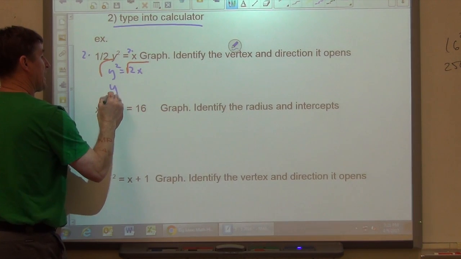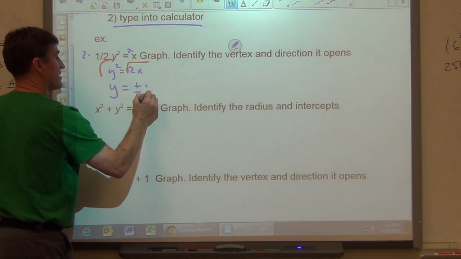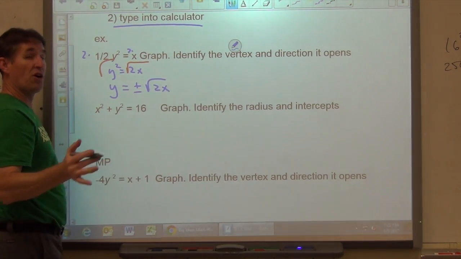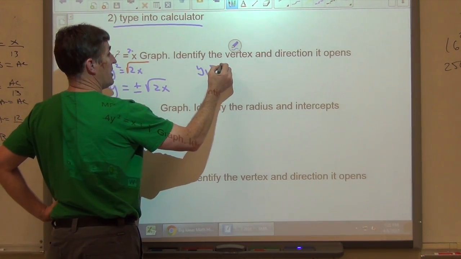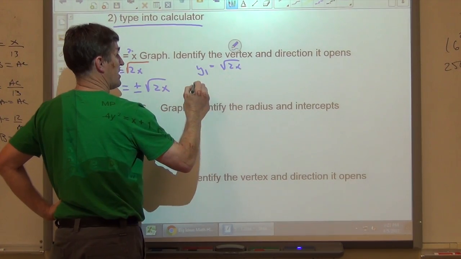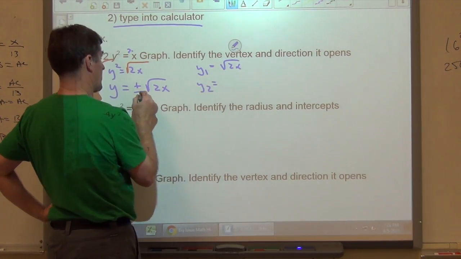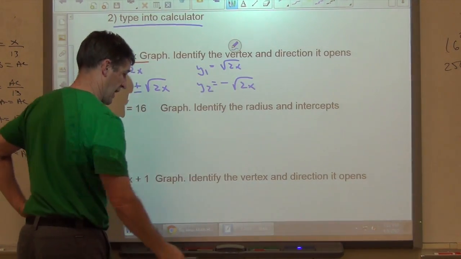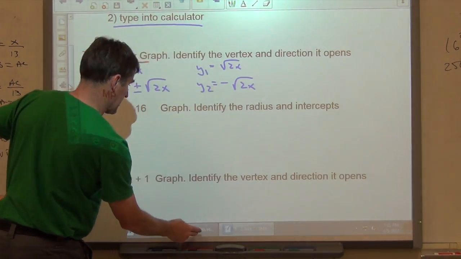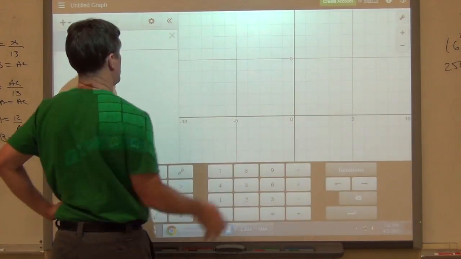And remember that when I take the square root, it's plus or minus. Then on your graphing calculator, you'd have to put in for y1 the square root of 2x, and for y2 you'd have to put in, because remember it's plus or minus, negative square root of 2x to get your graph. So now let's go to the Desmos app and look at that.